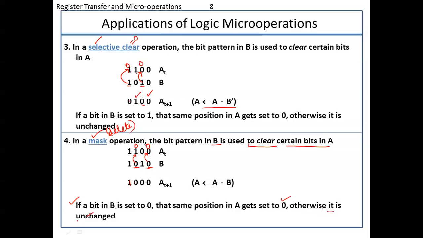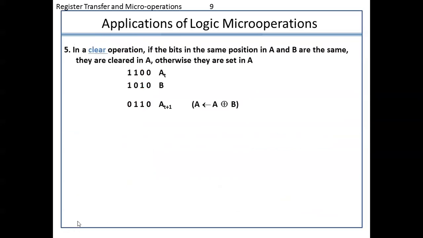So I hope that you have understood these four logic micro-operations. Similarly, we will perform the last one, which is the clear operation. So clear itself means I need to clear the value, but how will I be clearing it? If the bits in the same position of A and B are the same, like these two bits, if these two bits of A and B in the bit position are the same, then I will directly clear them to 0. Otherwise they will be set in register A.